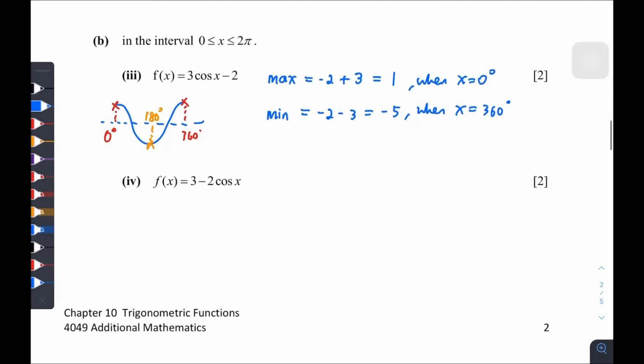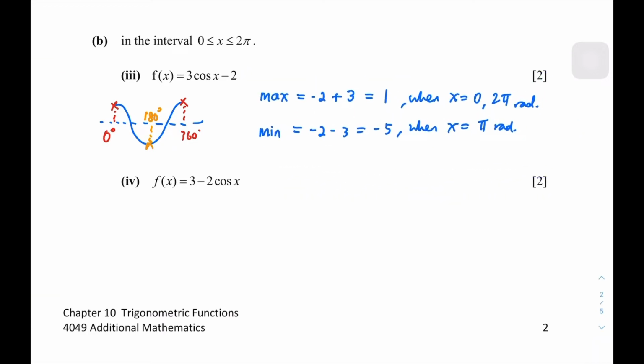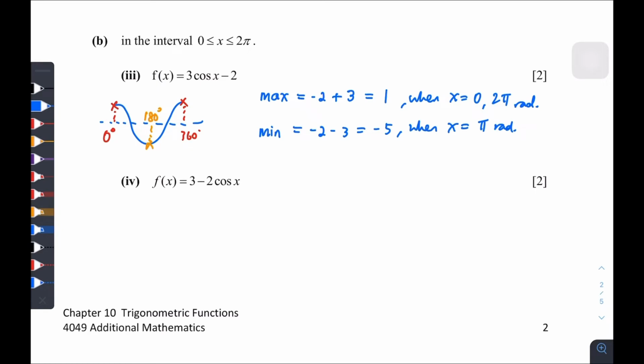Okay, next, this is 3 minus 2 cos. Oh, wait. We need to be in radian mode. So, sorry, this is going to be 0 and 2 pi radians. Then 180 degrees will be pi radians. Okay, like that. Pull this down a little bit. Okay, next, let's take a look at the next one.